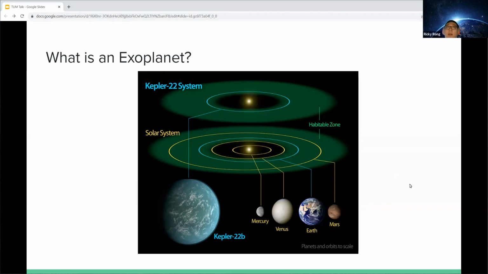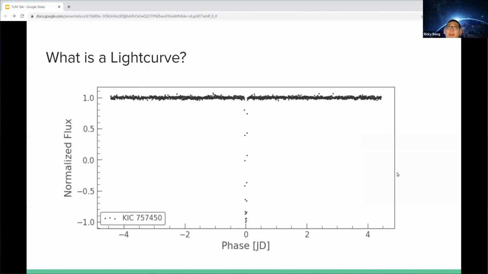So, other basic concepts. What is a light curve? A light curve is a time series of flux values, as you can see plotted here.